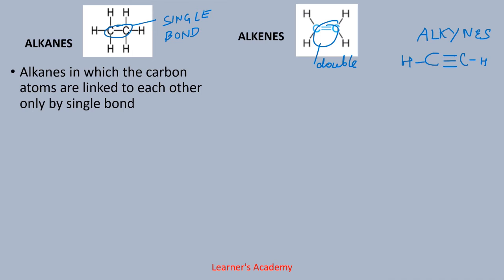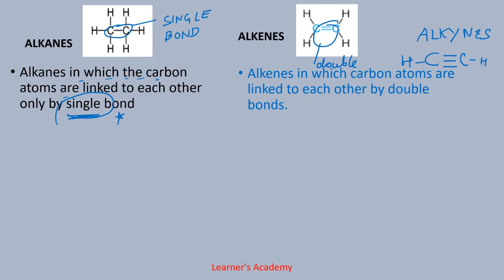Now the first point of difference: alkanes are hydrocarbons in which carbon atoms are linked to each other only by a single bond. Alkenes are hydrocarbons in which carbon atoms are linked to each other by a double bond. Now what happens in the case of alkynes? You'll write: hydrocarbons in which carbon atoms are linked to each other by a triple bond.